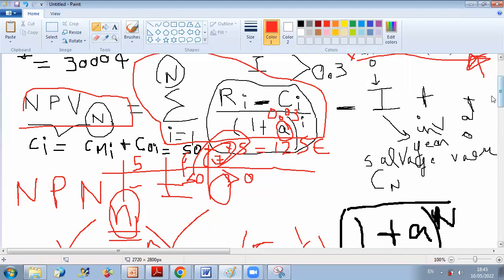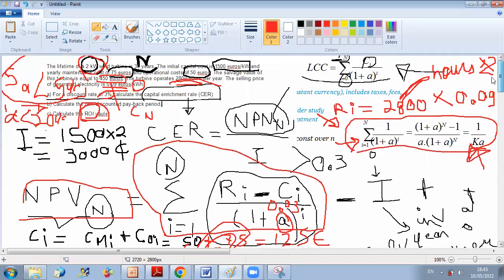For the ROI, the only unknown will be A, because the number of years N is the end of lifetime. So N is known, and PV at 30. My only unknown here will be the value of ROI, which is the discount rate at year N, that gives me NPV equal to 0. So A, the ROI, is the unknown. So I should make an assumption. If I want to do an iterative procedure, I should assume, and I will have done the geometrical expansion.